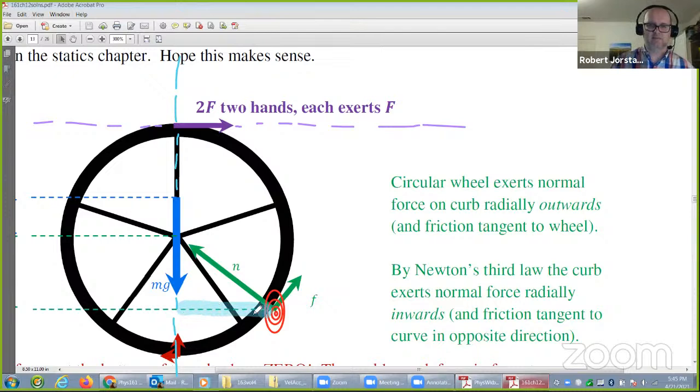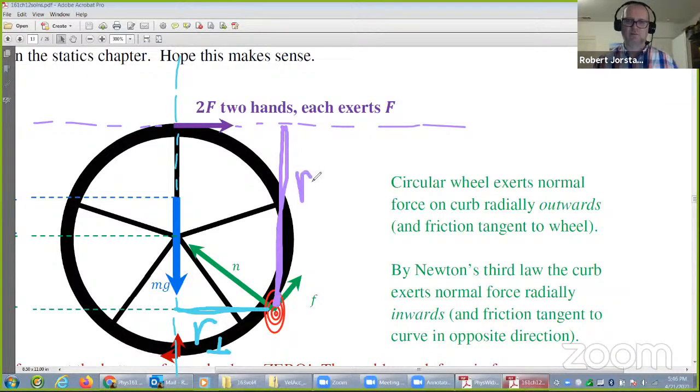R perpendicular is that distance. I don't like that one. Sorry. Let me undo that. I got the wrong marker here. That distance right there is R perpendicular for the mg force. At the same time, this distance is R perpendicular for the purple force, or F.